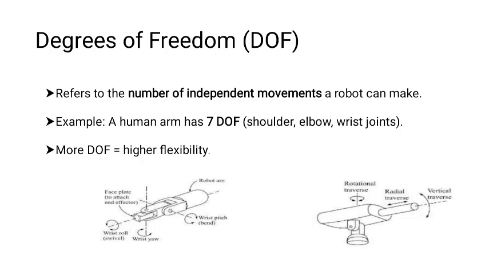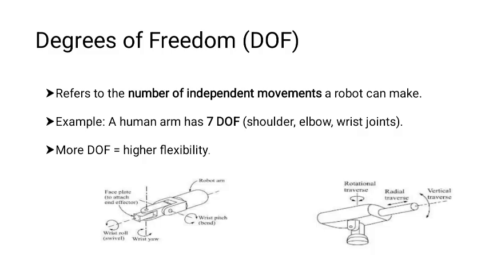The first image shows the wrist of a robot. The wrist of a robot has wrist roll, wrist pitch and wrist yaw. Wrist roll involves the rotation of the wrist mechanism about the arm axis. Wrist pitch involves the up and down rotation of the wrist. Wrist yaw involves right and left rotation of the wrist.